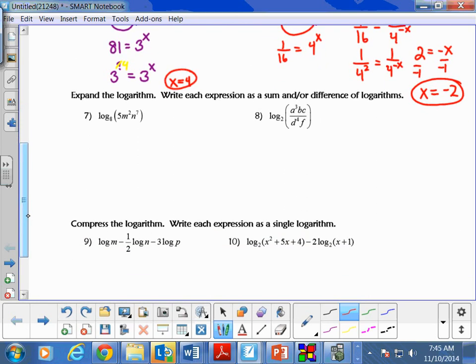Now let's go ahead and expand. It says expand the logarithm, write each expression as a sum or difference of logarithms. Now remember, the important thing you have to memorize about this one, if you've forgotten, is that when you expand a logarithm, multiplication, like with these right here, this is going to be all multiplication. I'm going to be adding logs. This one involves both. This one involves multiplication and also when you divide a log, this one right here, you're going to be doing minus, subtract in between logs. But let's go ahead and begin with 7 before we go to 8.